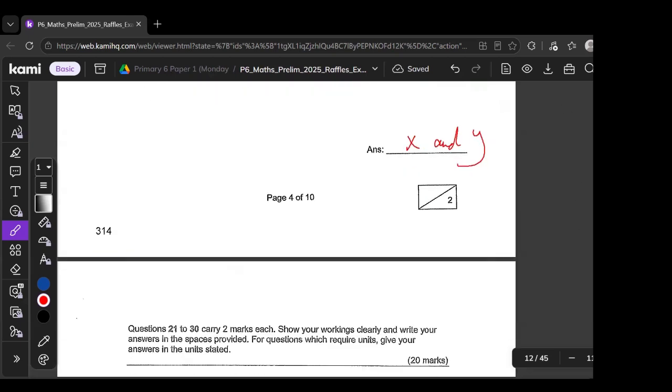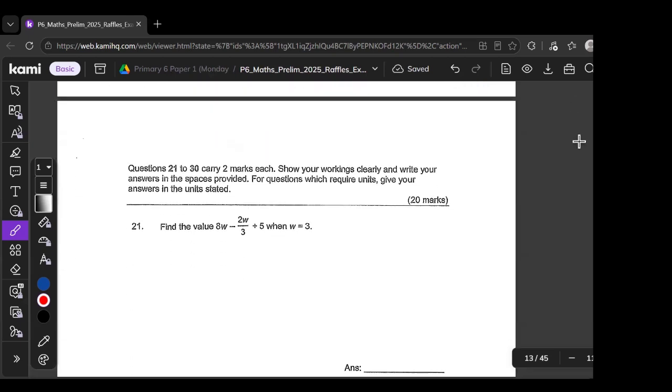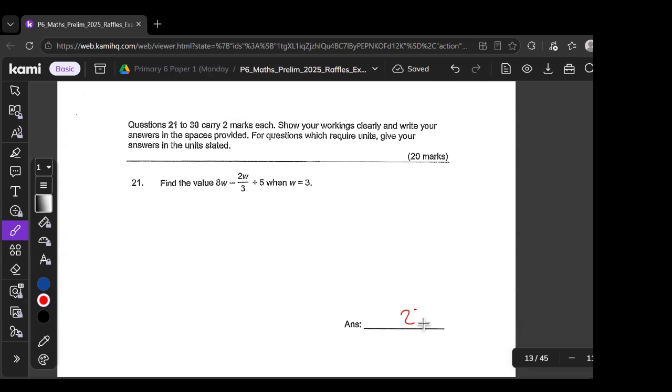Okay, next one. Question 21. Your answer is 27. Okay, how do you get 27? Don't break up your step. 8W is 8 times 3 minus 2 times 3 divided by 3. Put everything in one big step. Okay, put everything in one giant step.